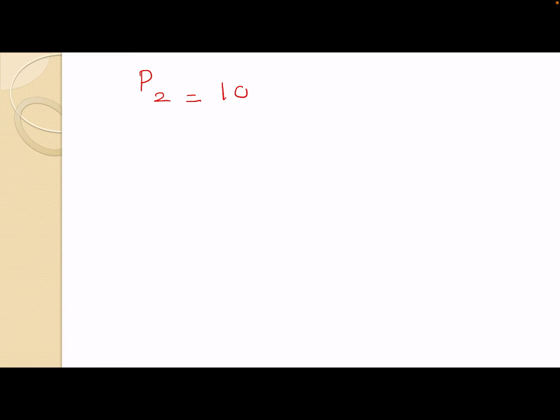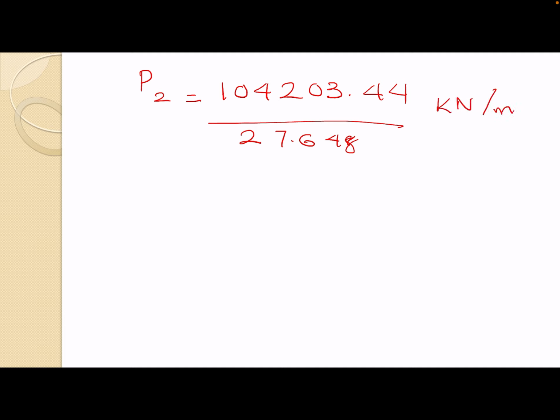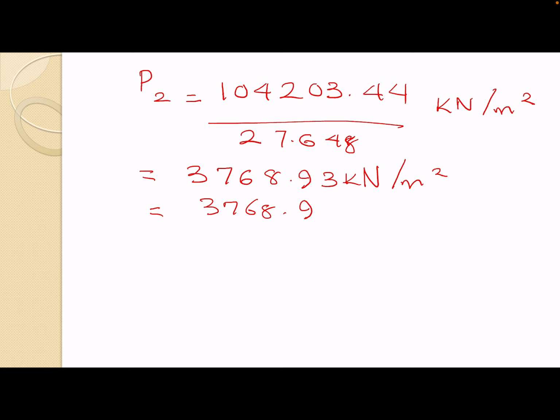P2 then becomes 104,203.27648 divided by the volume term, which gives us 3768.93 kilonewton per meter squared, or kilopascal. Remember, this is Pascal, so we can have that.